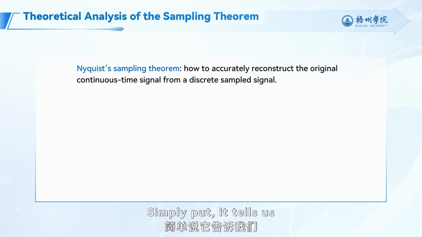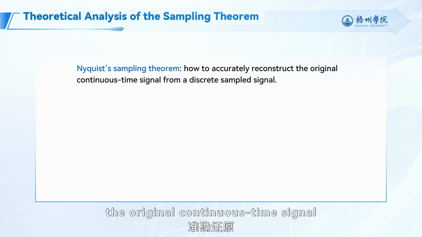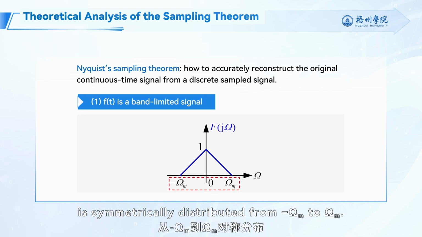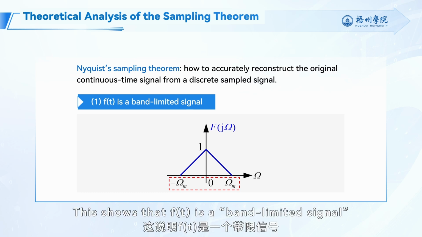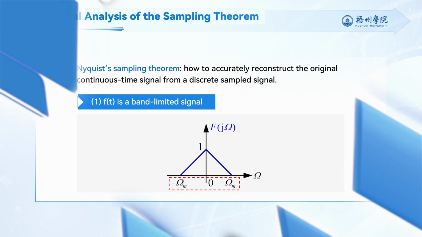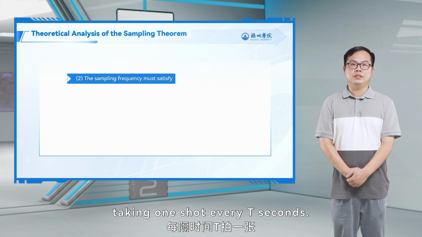Simply put, it tells us how to accurately reconstruct the original continuous time signal from a discrete sampled signal. The spectrum F(jω) of the original signal f(t) is symmetrically distributed from minus ωm to ωm. This shows that f(t) is a band-limited signal with a maximum angular frequency of ωm. Sampling is like taking a photo of a signal, taking one shot every T seconds.